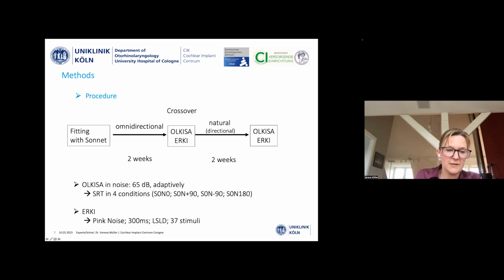And as I just said, we used the speech test in noise in these 4 conditions, and the initial level was 65 dB, and it was adaptive. For the AIR-key, the sound localization test, we used pink noise with 300 milliseconds, and we used the loudspeaker level difference because we know that the time differences are not that well perceived by CI users. And we presented all of those stimuli we can, the 37, thus we presented a noise from every possible position.